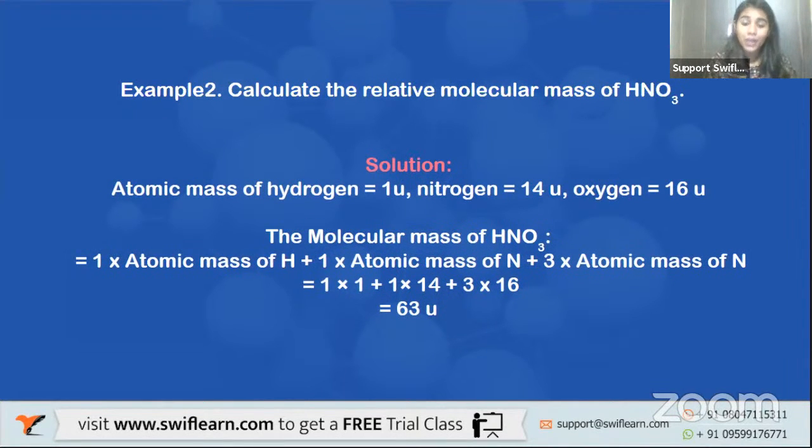1 into the atomic mass of hydrogen plus 1 into the atomic mass of nitrogen plus 3 into the atomic mass of oxygen. So if you add all of them, you will get 1 into 1 plus 1 into 14 plus 3 into 16, which totals up to 63u. So the molecular mass of one molecule of HNO3 is 63u. Is that clear?